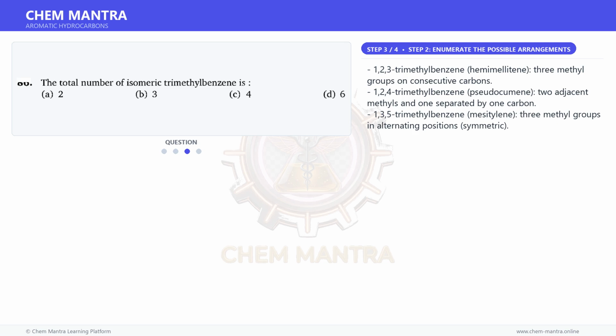1,2,3-trimethylbenzene, hemimellitene: 3 methyl groups on consecutive carbons. 1,2,4-trimethylbenzene, pseudocumene: 2 adjacent methyls and 1 separated by 1 carbon. 1,3,5-trimethylbenzene, mesitylene: 3 methyl groups in alternating positions, symmetric.